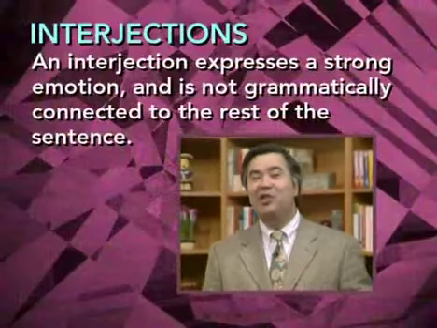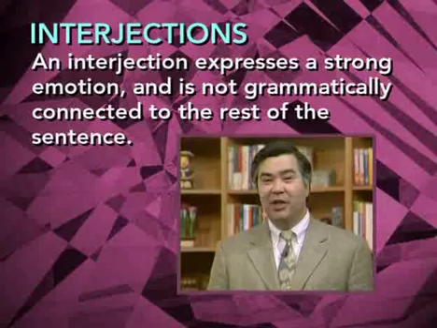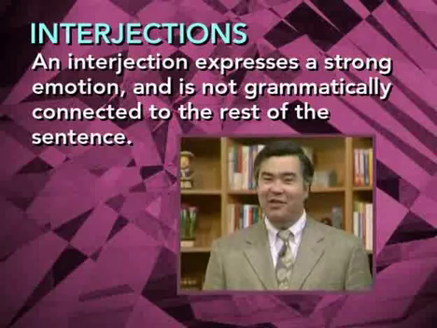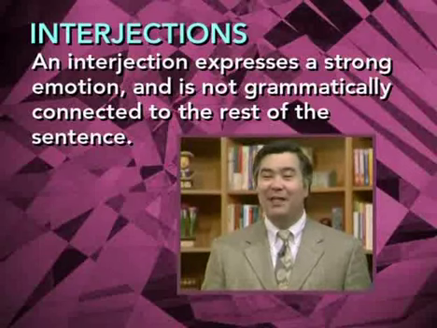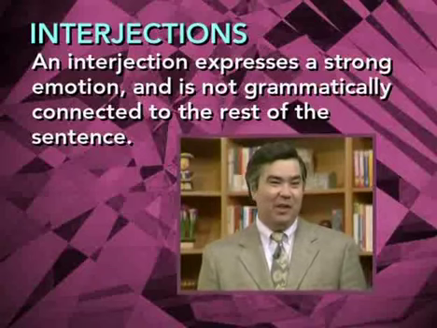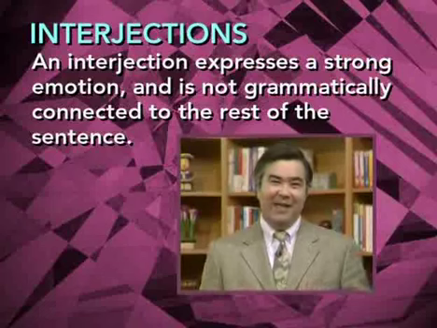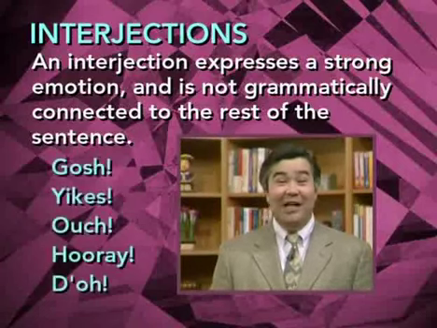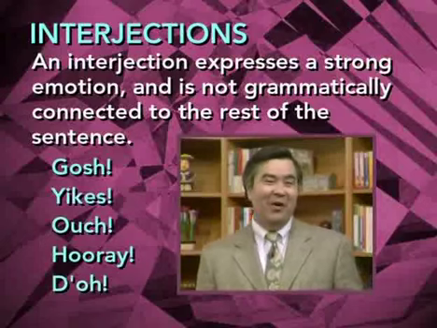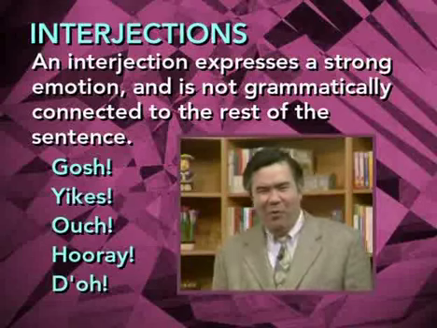We've gone through 8 of the 9 parts of speech, so that means there's only 1 left. And this last one is the simplest and, in a way, the funniest. An interjection expresses a strong emotion and is not grammatically connected to the rest of the sentence. In other words, an interjection is a word that just kind of hangs out there by itself. Doesn't happen in writing very often, happens a little more often in speech, but it isn't much of a grammatical problem. Here are some examples of interjections. Gosh, yikes, ouch, hooray, or Homer Simpson's favorite, doh.